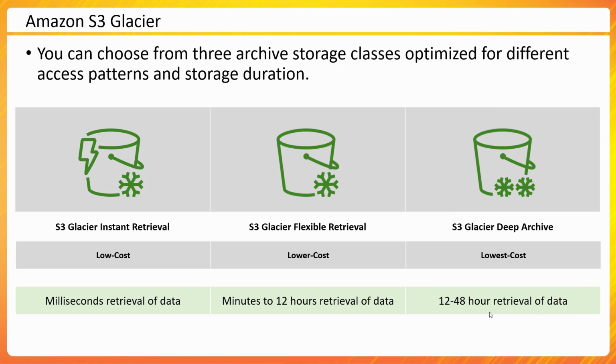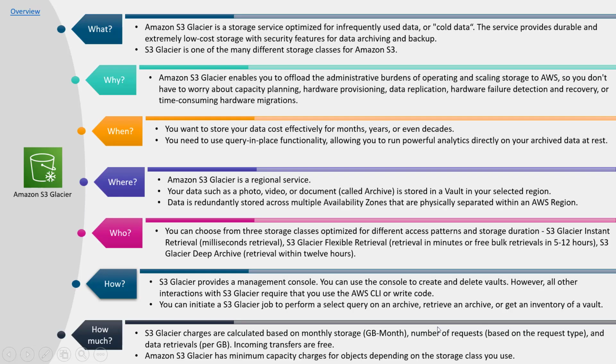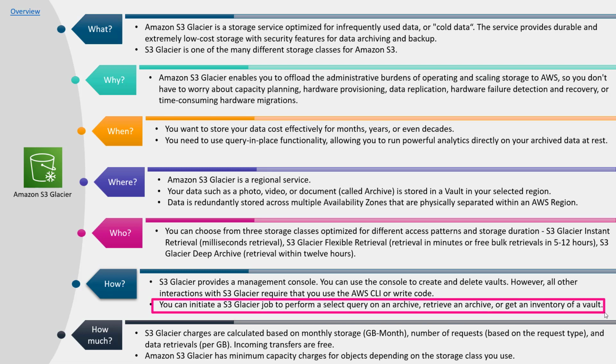And now you would also have access to this service summary card, where I've listed basic stuff related to Amazon S3 Glacier, like what it is, and when and where to use it. It is a regional service. You would be choosing different storage tiers. Then you would be creating things from the management console. And afterward, you would be using a job to query an archive or get an inventory of a vault. And then capacity charges will be there for you to pay. So that is all about Glacier.